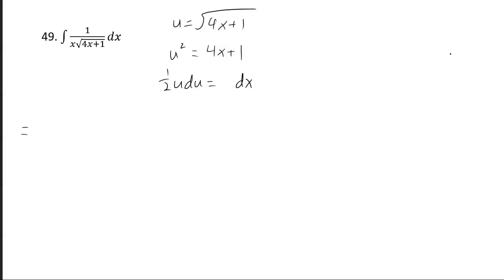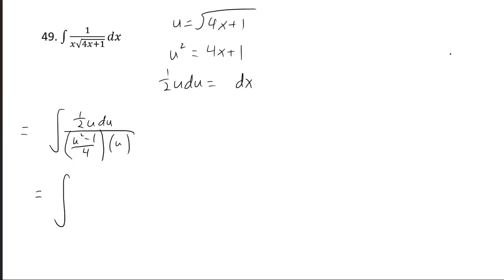Okay, so then our integral becomes dx, we just said was half u du. x is, if we look in the second line, u squared is 4x plus 1, so it'll be u squared minus 1 over 4. That's x. And then the square root term is u. Okay, so we've got to simplify this now.